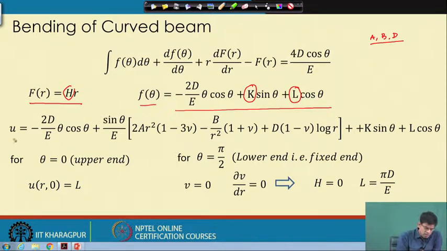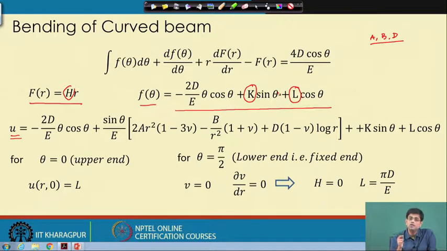I have written the expression for u here, which is a pretty long expression, and similarly we can write it for v also. So the boundary conditions have to be used, and those will essentially be the displacement boundary conditions. Now if we use these displacement boundary conditions here, then we can find these three constants, that is h, k and l. So what are the displacement boundary conditions that we are going to use?